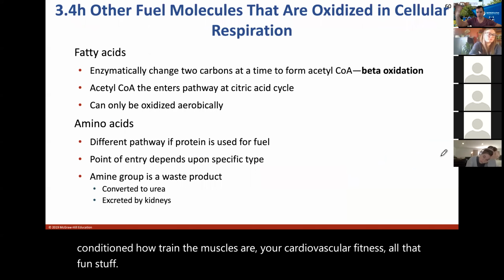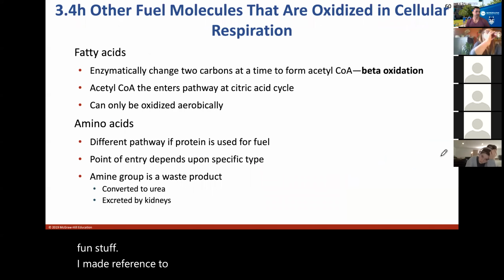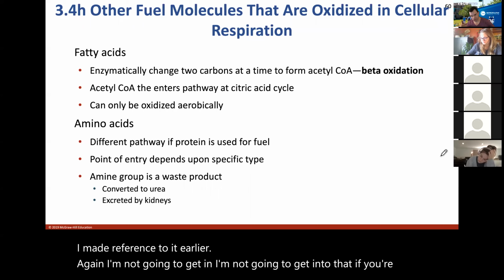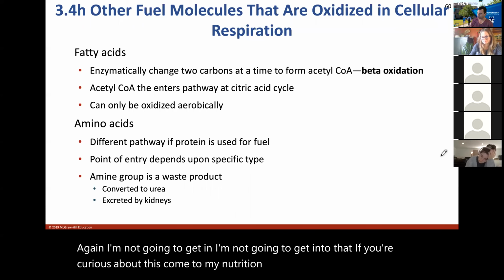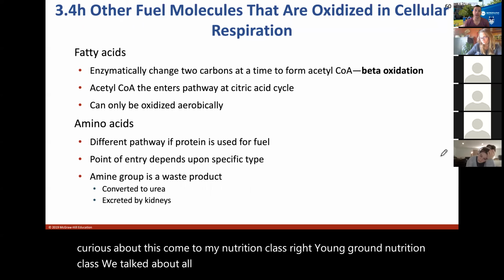I made reference to it earlier. Again, I'm not going to get into that. If you're curious about this, come to my nutrition class. The on-ground nutrition class, we talk about all of these macromolecules, where they enter into the metabolic pathways, cellular respiration, all that fun stuff.